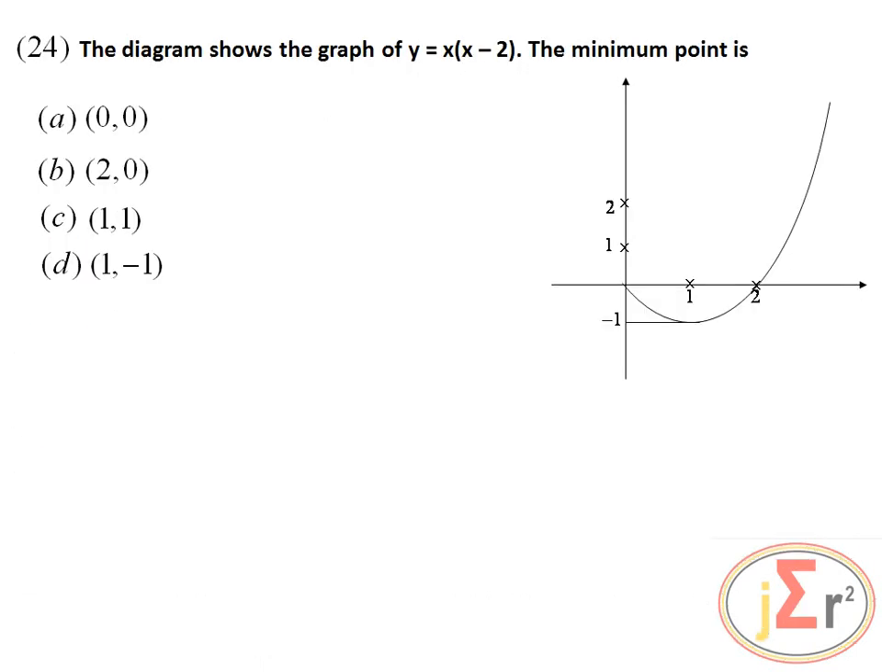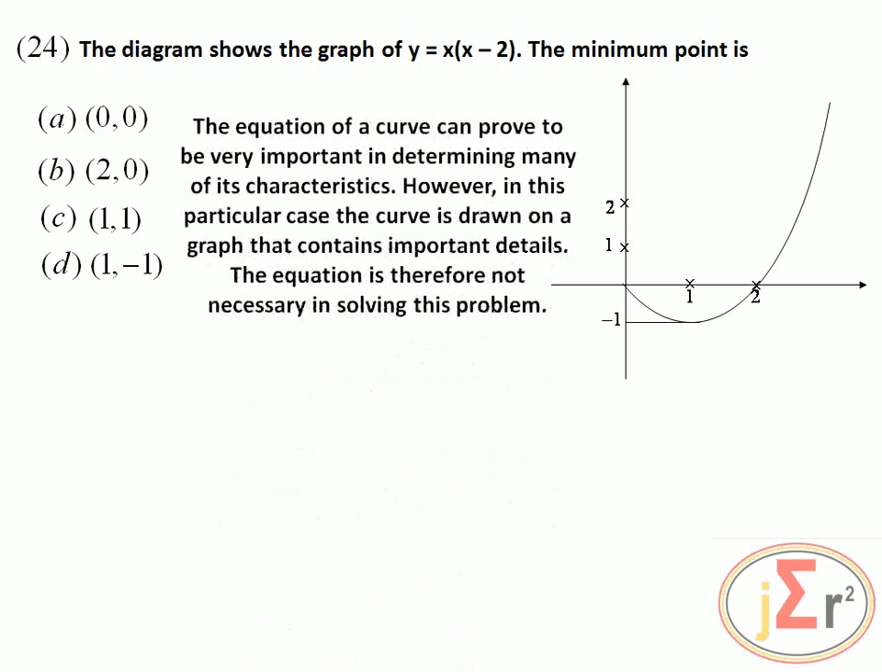The diagram shows the graph of y is equal to x multiplied by x minus 2. We need to find the minimum point on that graph. The equation of a curve can prove to be very important in determining many of its characteristics. However, in this particular case, the curve is drawn on a graph that contains important details. The equation is therefore not necessary in solving this problem.